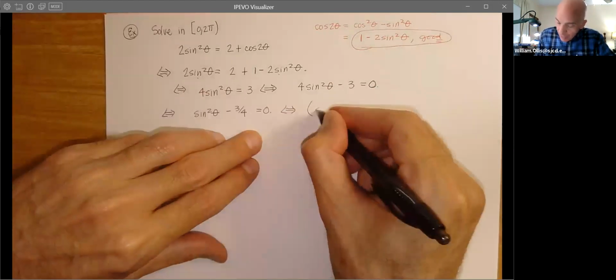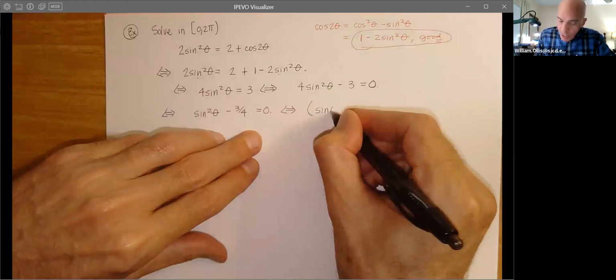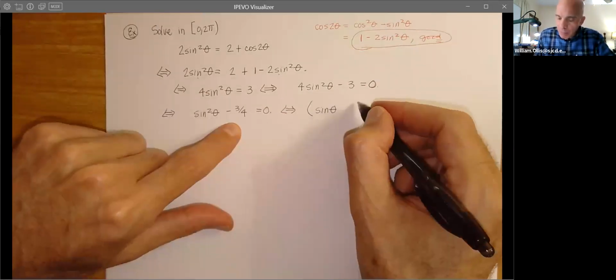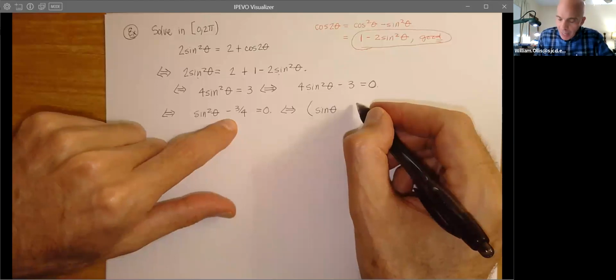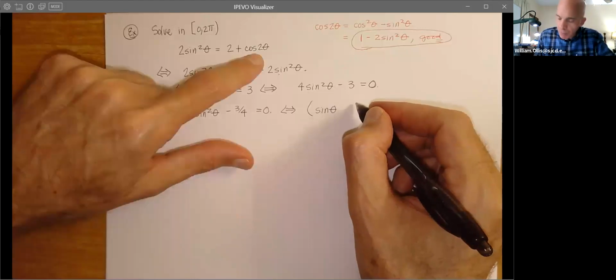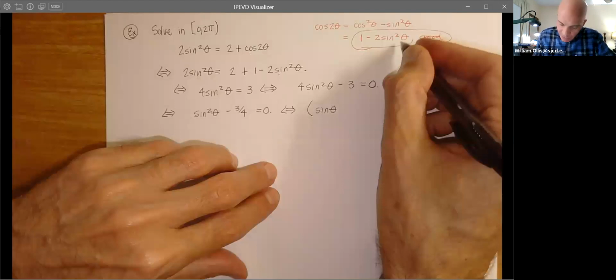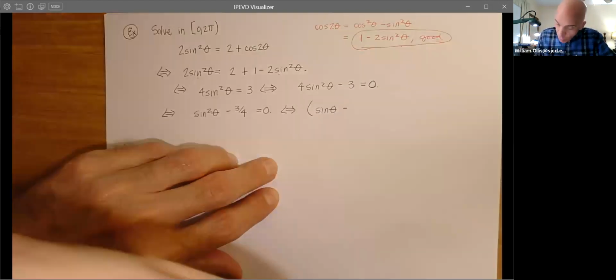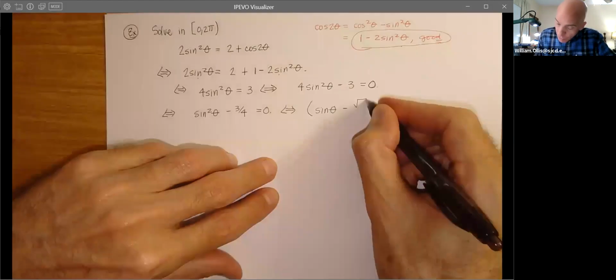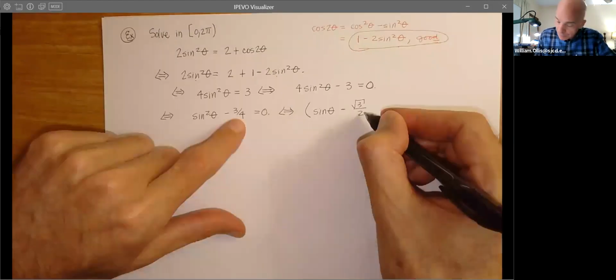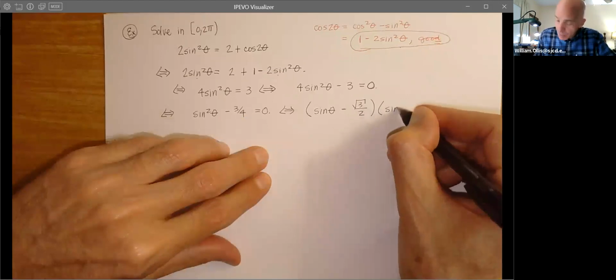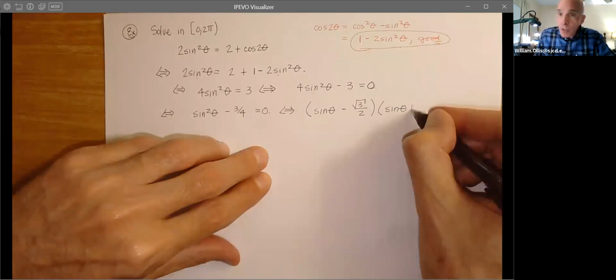So we have sine theta. So we don't have multiple angles here, but we know how to deal with them, and we got rid of it here by using that identity. So there you have it. So this will be minus square root 3 over 2. That is the square root of this, and then sine theta plus square root 3 over 2.